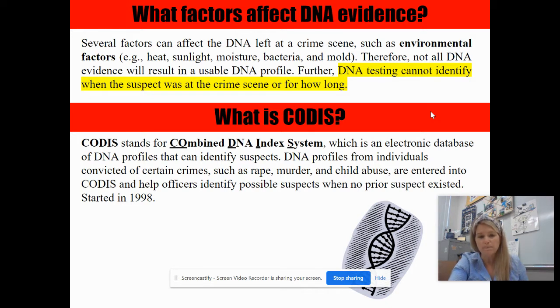Here's the problem. When is CODIS not helpful, or what's the main drawback of it? Most of our DNA is not in CODIS. So if you've never committed a crime and they put your DNA into there, they're not going to find anything, right? So that's the biggest problem with it.